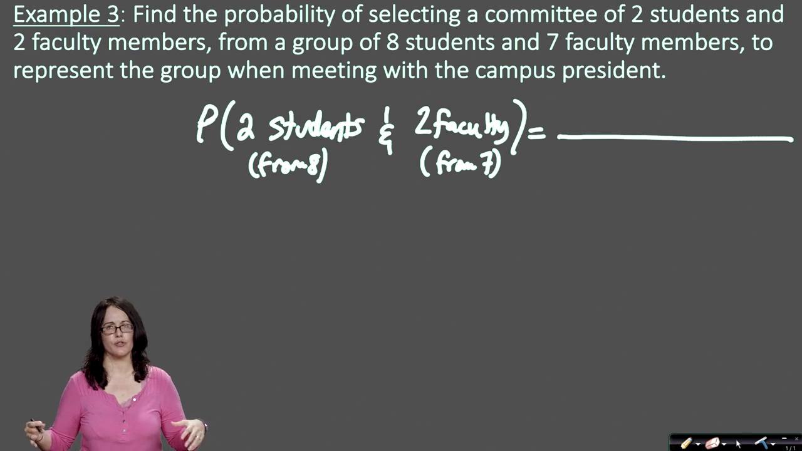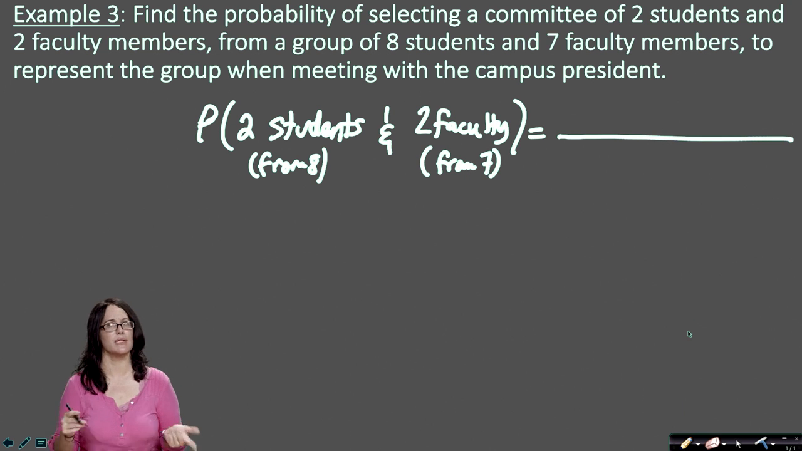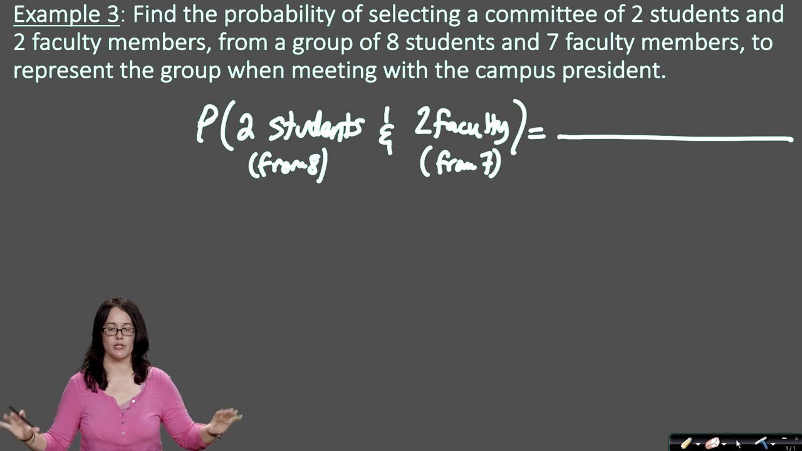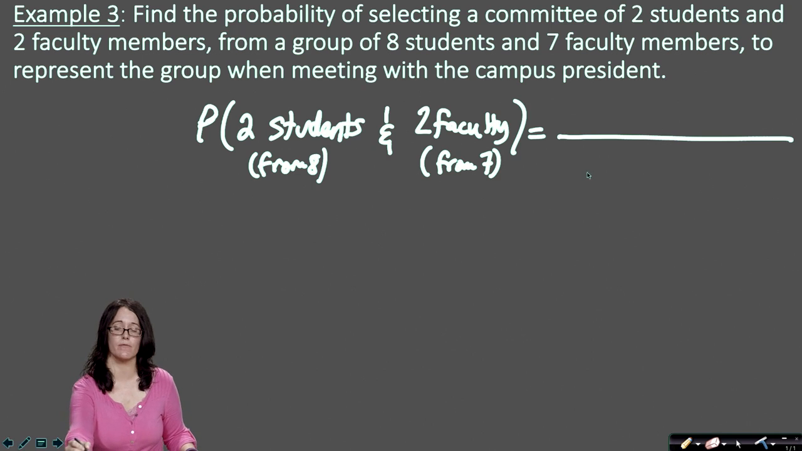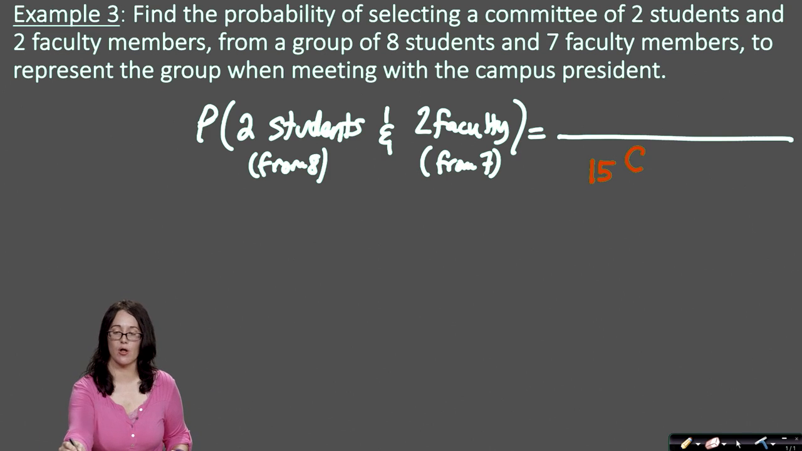Now, what's the big picture that goes in the denominator? What are we doing in the big picture? Yes, that's right. We are taking a group of people and choosing a subgroup. Well, how many people were totally mentioned here? Yep, you had 8 students and you had 7 faculty. Altogether, that's a total of 8 plus 7 or 15. So from 15 humans, we are selecting how many to be on this subgroup? 2 plus 2. That's right, we're choosing 4 people altogether.